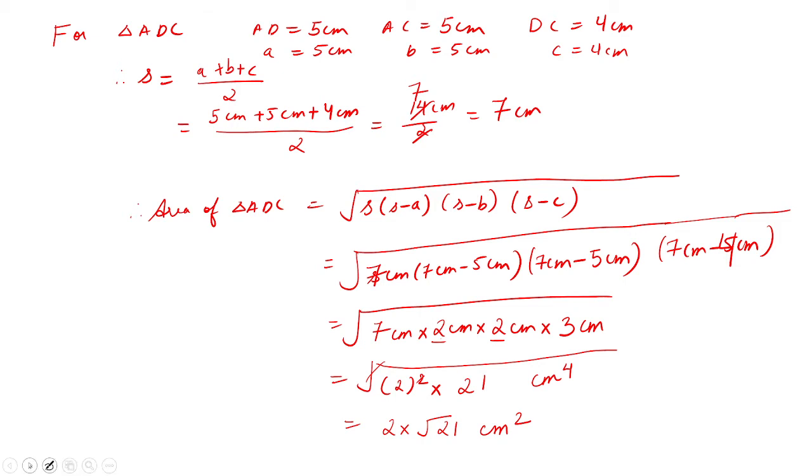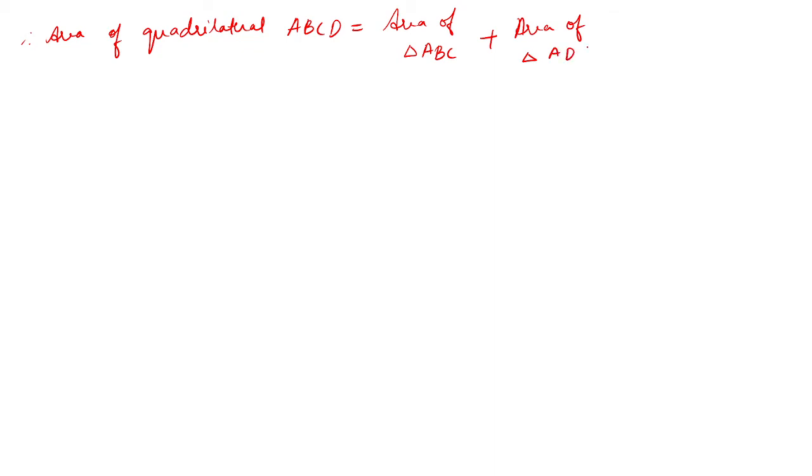Therefore area of quadrilateral ABCD is equivalent to area of triangle ABC plus area of triangle ADC. So what did you get? Area of triangle ABC as 6 centimeter square, and what did you get? Area of triangle ADC as 2 root 21 centimeter square. I mean, both of them are square. Now you look at this. What is the common factor between them? What can you take common? If you take 2, what happens?